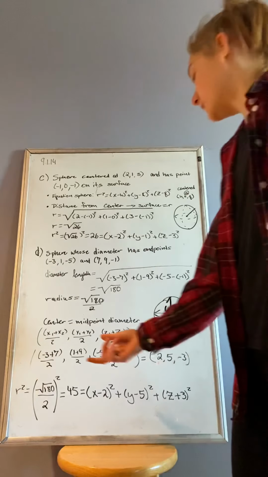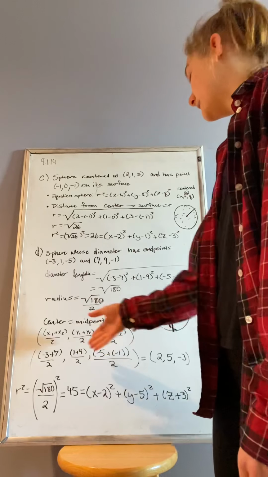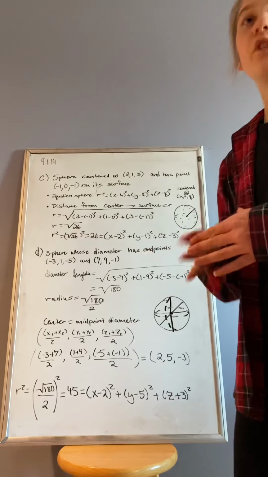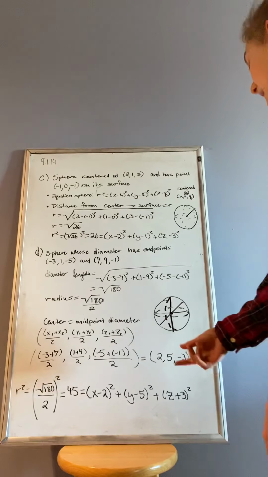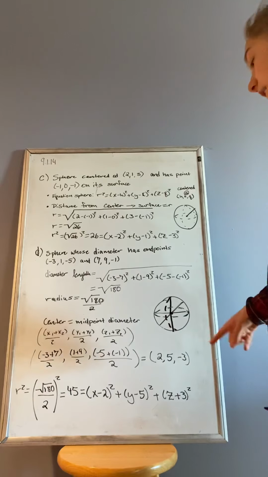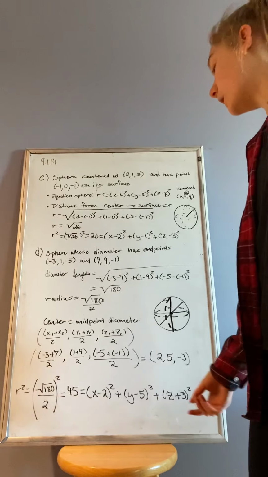So we can just do x1 plus x2 over 2, and the same thing for our y and z coordinates, basically just finding the average of those endpoints. And we find that the center of our sphere is (2, 5, -3). So now we have everything to plug into our equation.